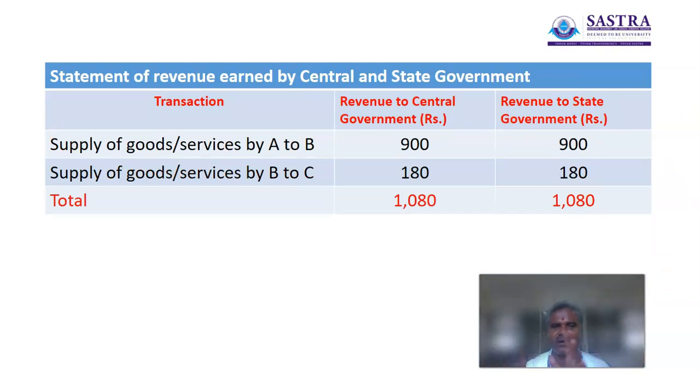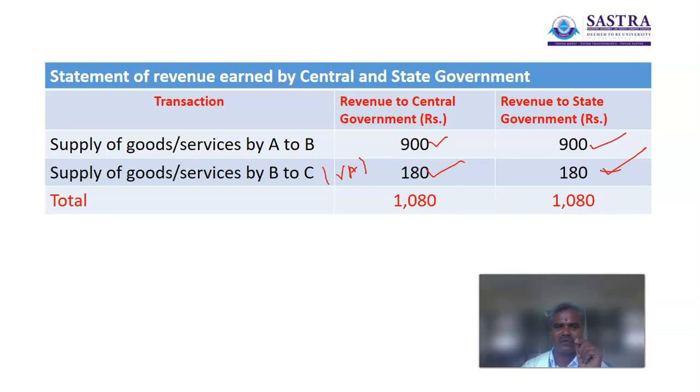This is a revenue for both the central and state government. Supply of goods by A to C. In stage 1, we have collected 900. In stage 2, we have collected 180. This 180 is only for value added.